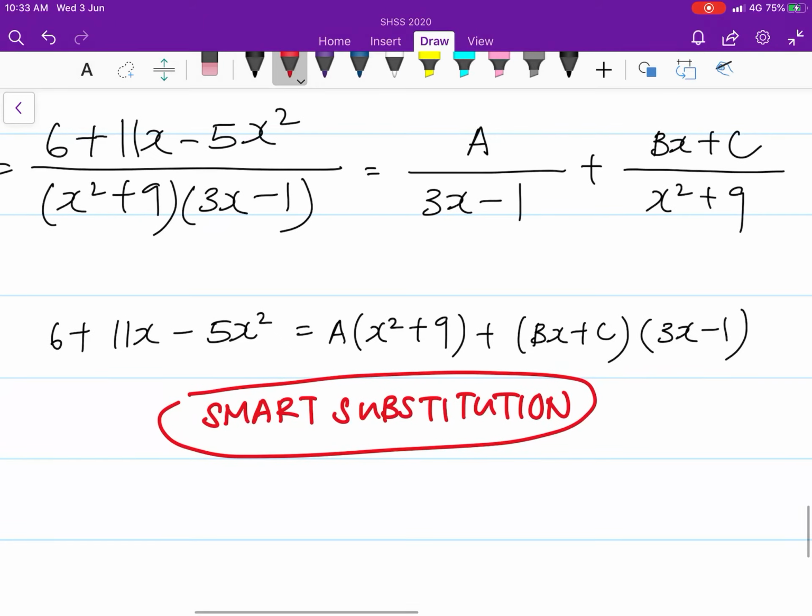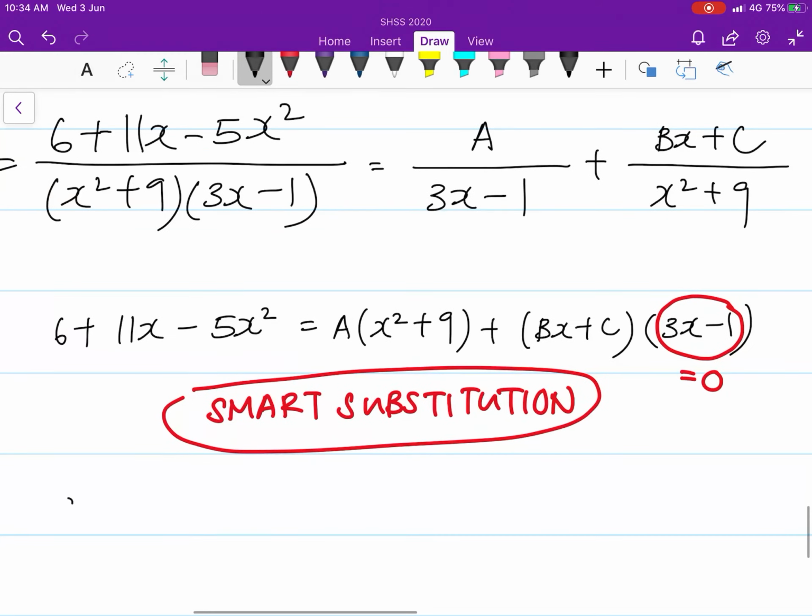Okay, first off, I would definitely substitute x is 1/3 because I can make this thing equal to 0 if I substitute x equals 1/3. So I'm just going to do that. Substitute x equals 1/3 into the equation. It makes 3x minus 1 equal to 0, which means the entire part bx plus c times 3x minus 1 will give me 0. So I only need to work on the a part.